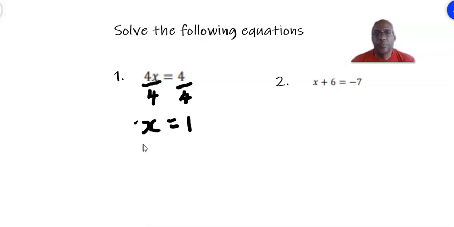Let's go to number 2. x plus 6 equals negative 7. So on the left side, we have x plus 6. But you want x alone. So therefore, to get rid of that plus 6, we have to subtract 6. But if we subtract 6 on the left side, we have to subtract 6 as well on the right side. 6 minus 6 is nothing on the left side, so we only have x on the left side. On the right side, negative 7 minus 6 is negative 13.